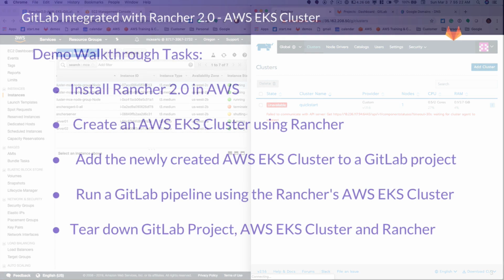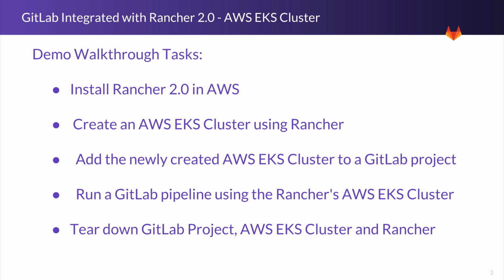So let's do a quick recap. We installed Rancher 2.0 using Terraform into AWS. We have two instances, a Rancher agent and a Rancher server. Once we had that, we created an AWS EKS cluster using the Rancher UI. Pretty simple to do that. We took some key variables using kubectl out of the Rancher UI to add the AWS EKS cluster we created with Rancher into the GitLab project. And then once we did that, we ran a pipeline using the Rancher AWS EKS cluster we added to the existing GitLab project. And finally, we tore everything down.